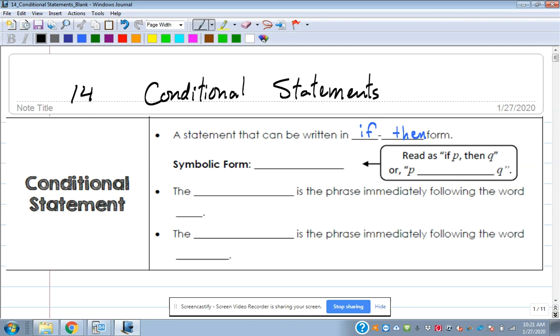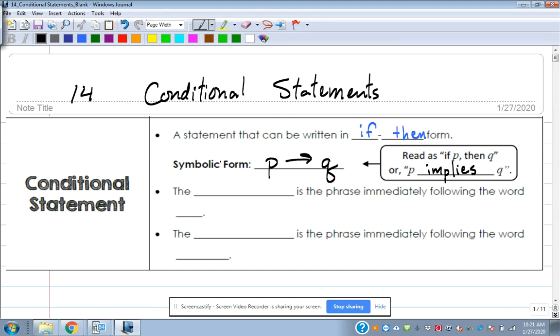Symbolic form for that is going to be first statement we'll call P, and then it's an arrow, just a straight arrow, Q. And it's read as P implies Q. You can read that as if P then Q, or as P implies Q. I usually use the implies way of reading that, okay? So symbolic form is just a short, straight arrow in between the two statements.